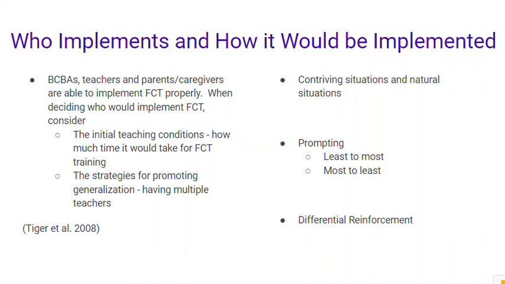And how it will be implemented will be by contriving situations, either in a controlled setting or in a natural setting, having a prompting system that focuses on least to most prompting, as we discussed earlier, or vice versa with most to least, and having differential reinforcement, as we explained earlier as well.